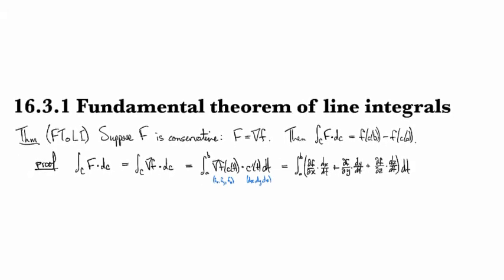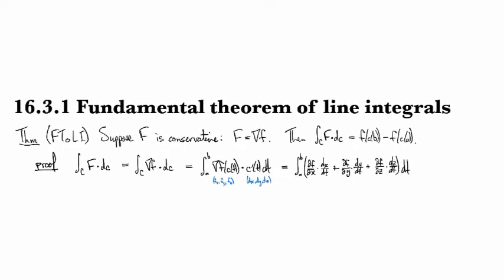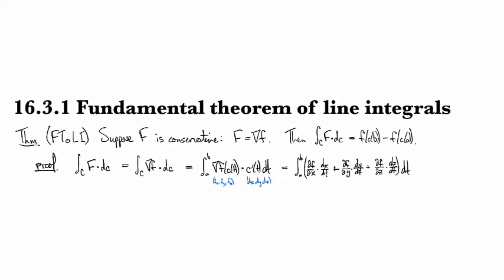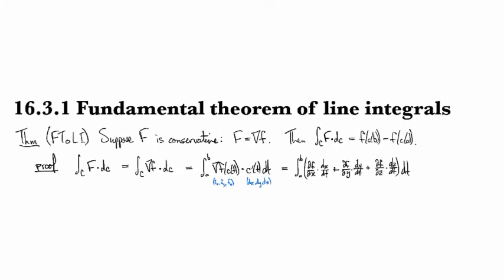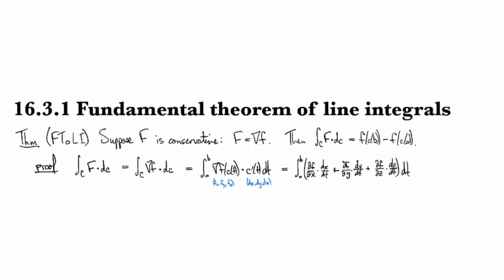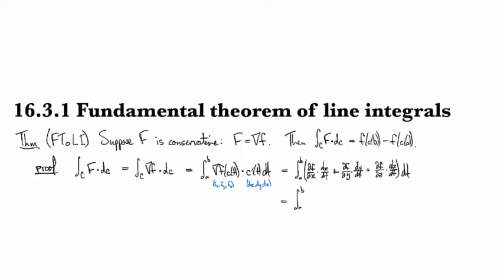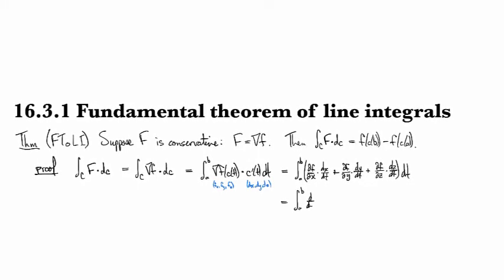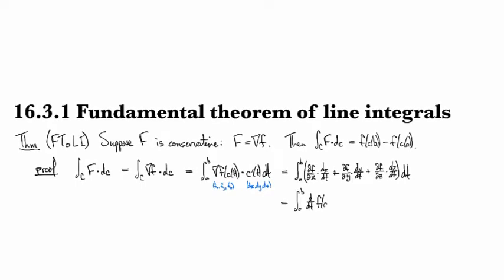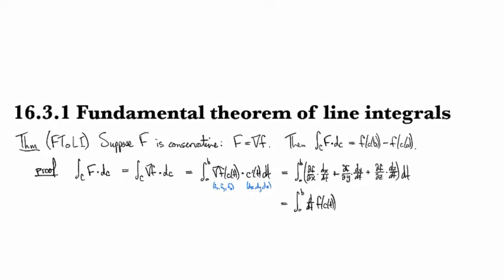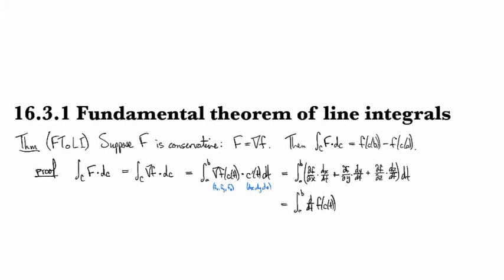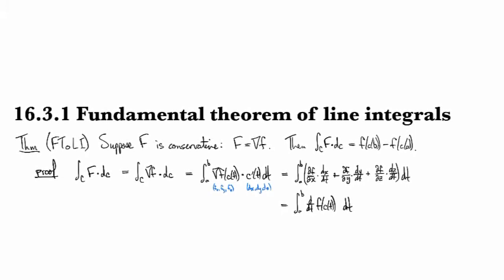And then you look at this and go, oh, I have seen you before. I know your name. You are the derivative of f of c of t by chain rule. So doing the chain rule in reverse, we see that this is the integral of d/dt of f constrained to a curve, integrated with respect to t.